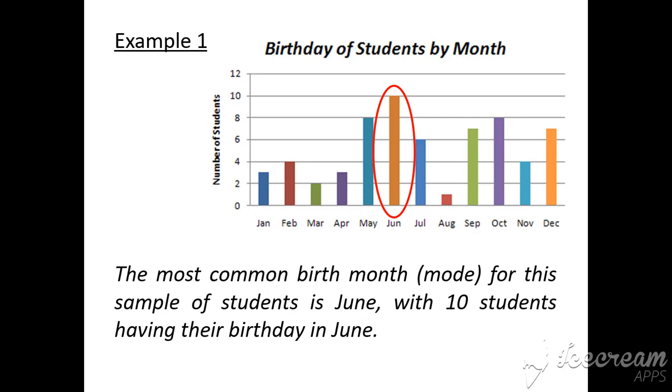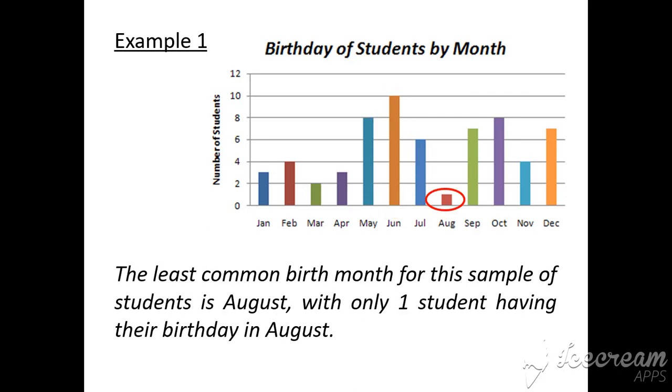Well, if you've talked about the most common birth months, you might chat about the least common birth month. So you might say something like this: the least common birth month for this sample of students is August, with only one student having their birthday in August.